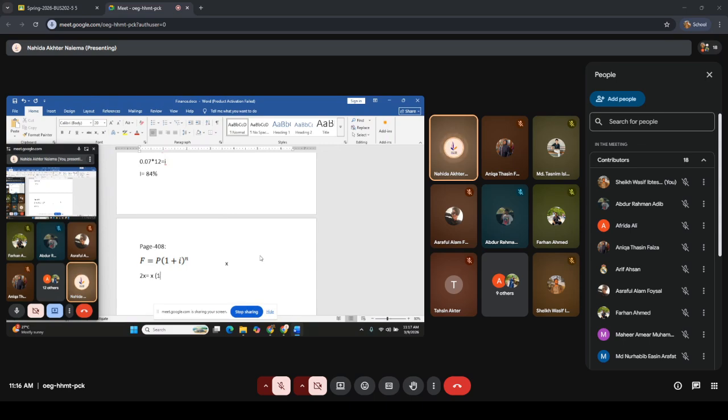So 1 plus I, then what will n be? In how many years? 10, right? So can we find I from here? The x and x cancel out, don't they? Can we cut this 2x? Yes, miss. Then what will it be? 2 is equal to 1 plus I to the power 10.